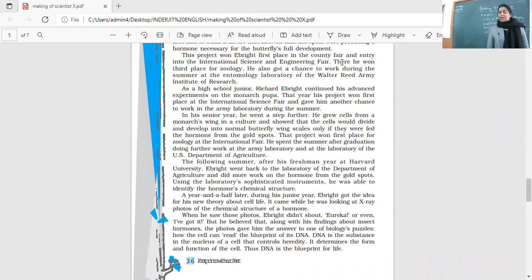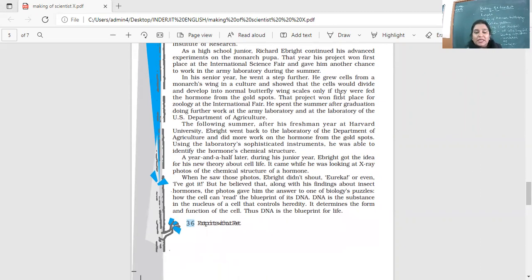So when he saw those photos, Ebright didn't shout Eureka like Archimedes did, or even I've got it like maybe Newton or anybody. But he believed that along with his findings about insect hormones, the photo gave him the answer to one of biology's puzzles. What is that? How the cell can read the blueprint of its DNA. DNA is the substance in the nucleus of a cell that controls heredity. It determines the form and function of the cell. Thus, DNA is the blueprint for life.